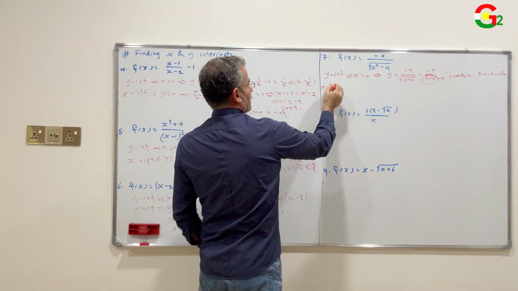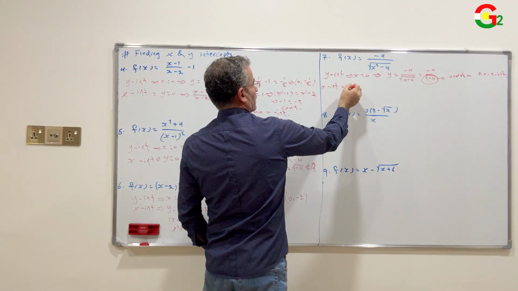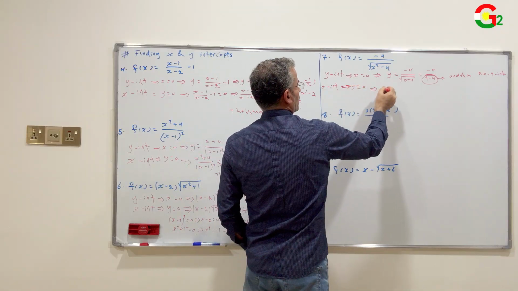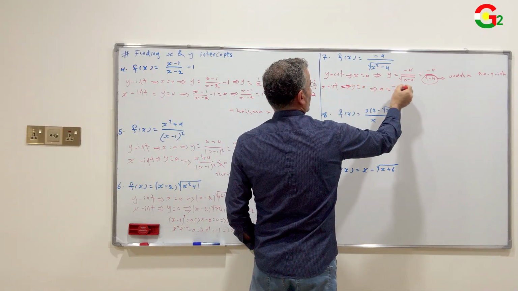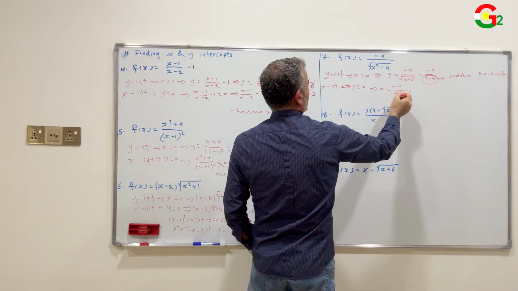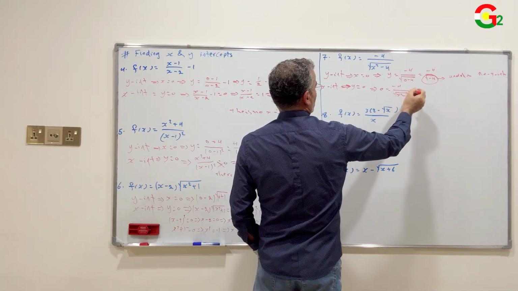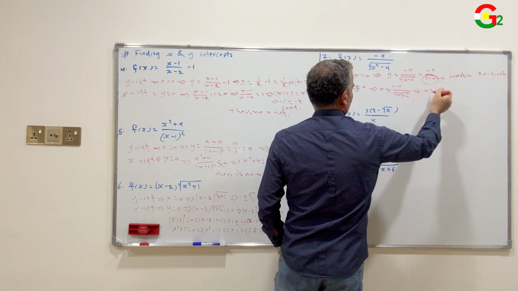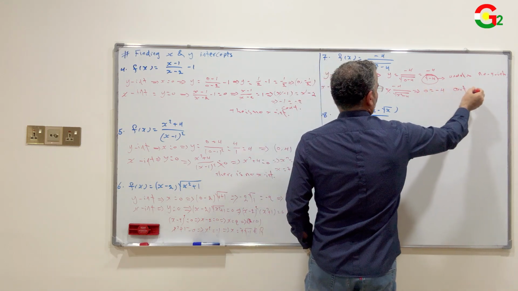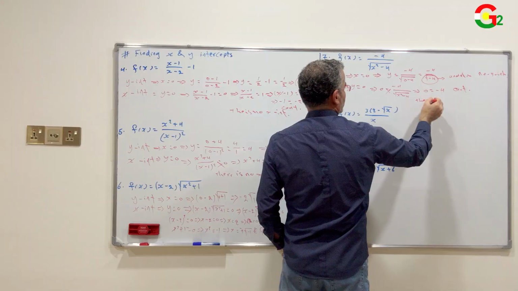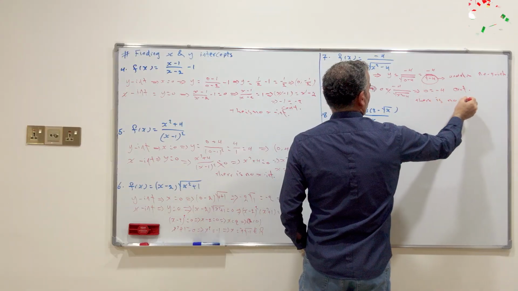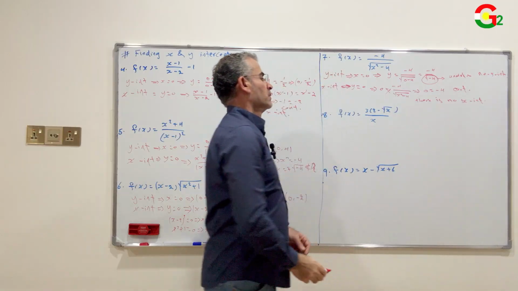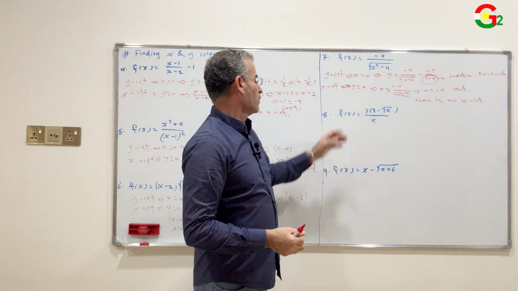For x-intercept, set y equals 0 and solve the equation: negative 4 over the square root of x power 2 minus 4 equals 0. Cross multiplication, then 0 equals negative 4. Contradiction, there is no x-intercept for this function. It has no y-intercept and no x-intercept.